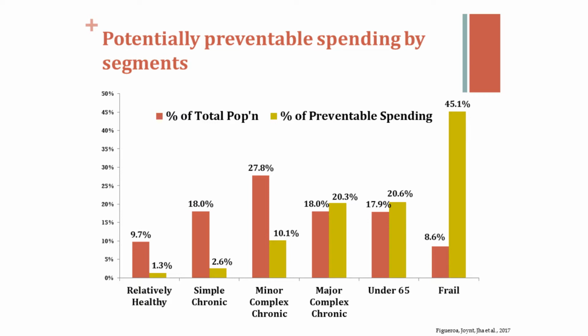The simple chronic make up 18% of the population, but they only spend about 2.6% of preventable dollars. The minor complex chronic, again, make up a bigger proportion of the population, but only spend about 10% of preventable dollars. Major complex chronic and the under 65, the non-elderly disabled, spend about equal proportions to their population. And the frail elders, even though they only make up 8.6% of the population, actually use almost half of all preventable dollars. So this shows that modifiable costs are potentially concentrated among a small group of patients.